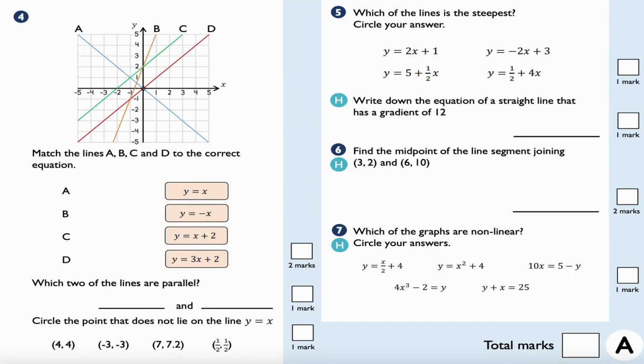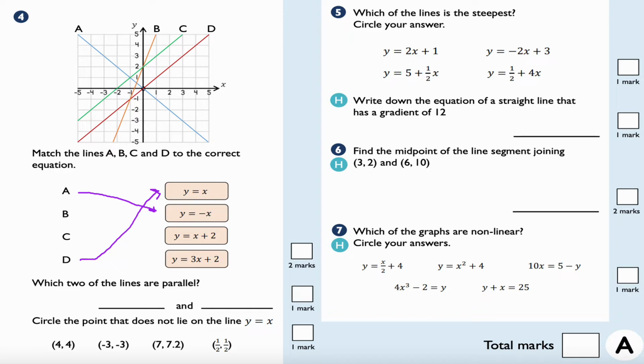Okay, this is question number 4, guys. Match the lines A, B, C, D to the correct equation. Well, equation A, that's the line y equals minus x. It's got a negative gradient, so it's going like that, a downward slope. B goes through the point 2, but we will come back to that one in a second. C, and D is the line y equals x, so that's going to narrow that down straight away.